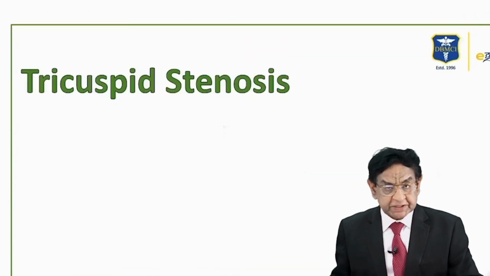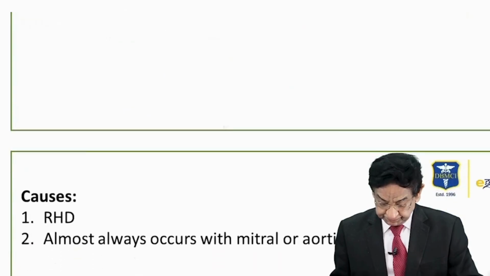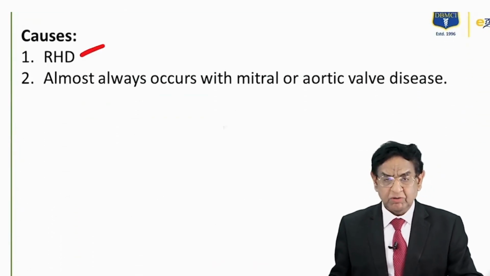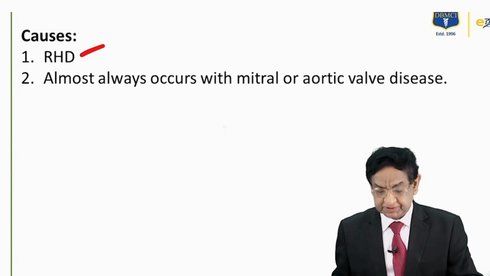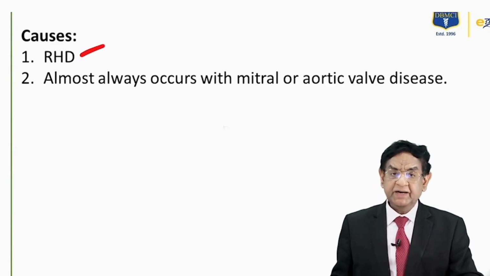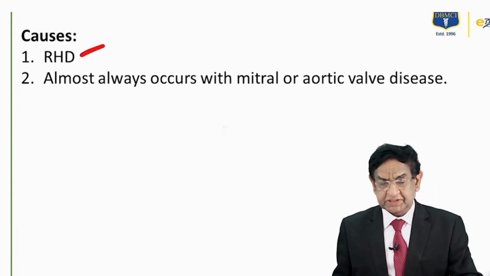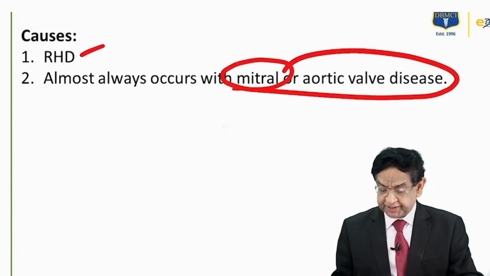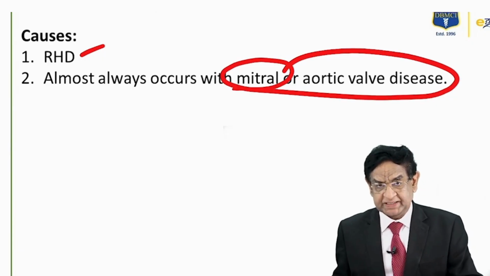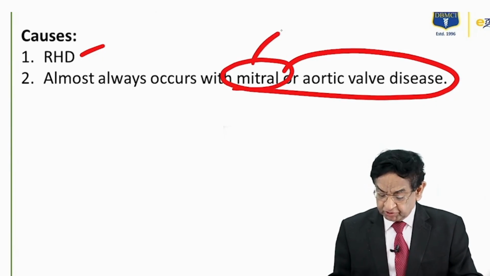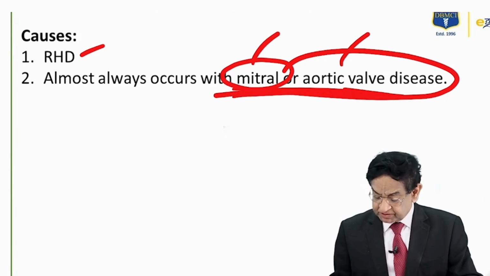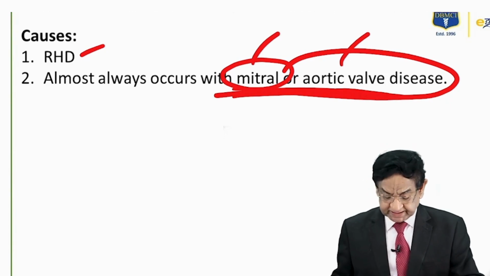Okay. Tricuspid stenosis. The cause is almost always rheumatic heart disease. And whenever tricuspid stenosis is there, there will always be some mitral or aortic valve disease. It never occurs isolated. So the first pathology will be one of them, plus tricuspid stenosis.